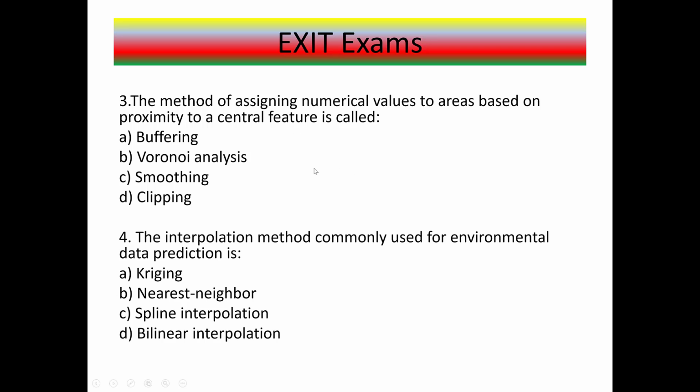Question number three, the method of assigning numerical values to areas based on proximity to a central feature is called A, buffering, B, Voronoi analysis, C, smoothing, D, clipping. So this proximity theory is applicable for buffering analysis. Okay, great.